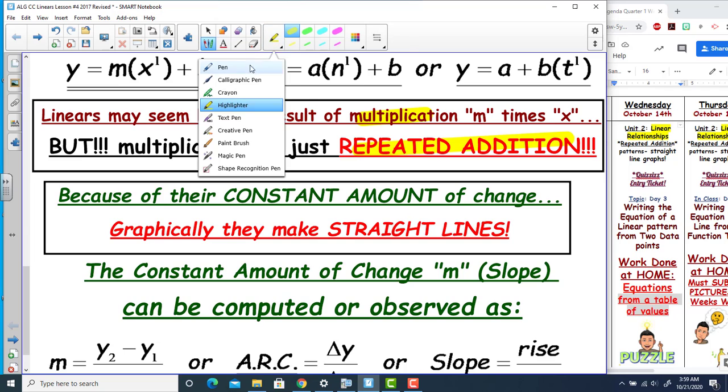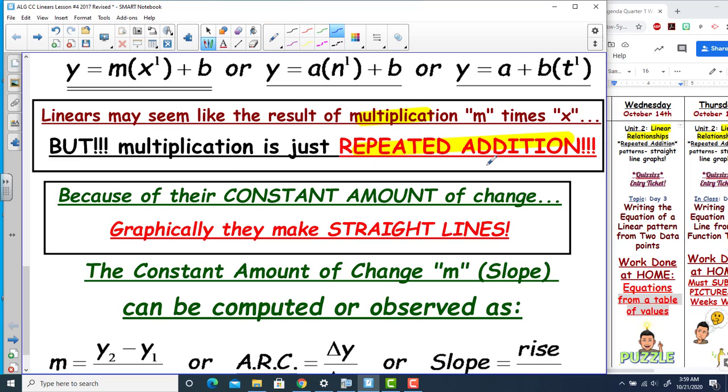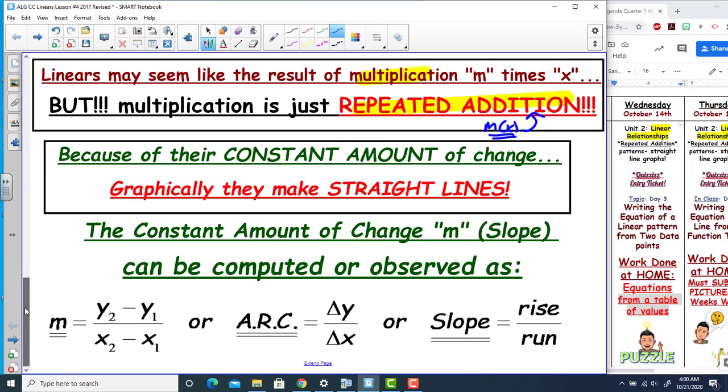So there are students that will often say, Tooch, you told me that this was going to be a repeated addition pattern, but I'm looking at this and I see m times x. Isn't that multiplication? Yes, it is. Well, multiplication is just repeated addition. We've got to go back to some of the skills that we talked about in like 3rd grade.